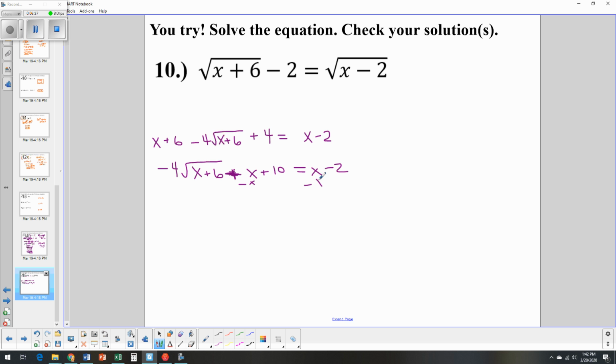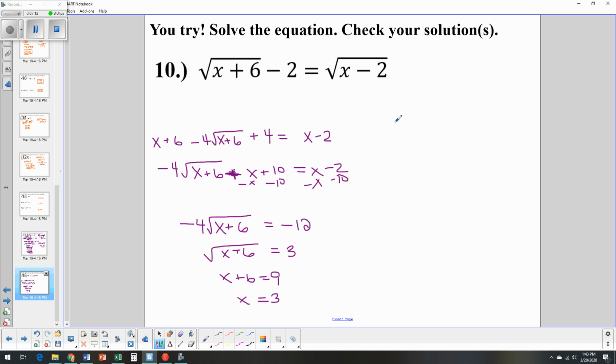So when I subtract x and subtract 10, this time the x's cancel. So I get negative 4 times radical x plus 6 equals negative 12. Divide both sides by that negative 4. Square both sides. And subtract.